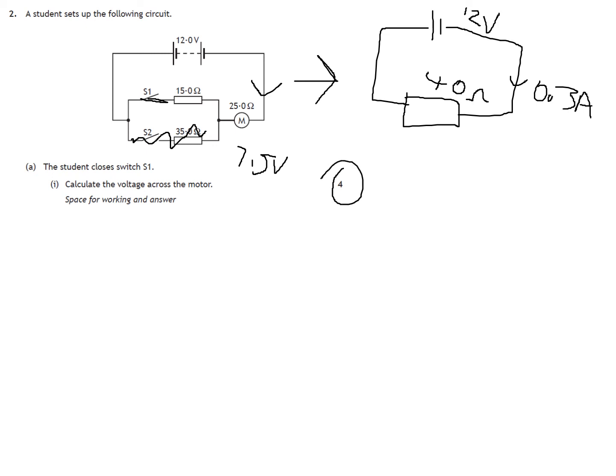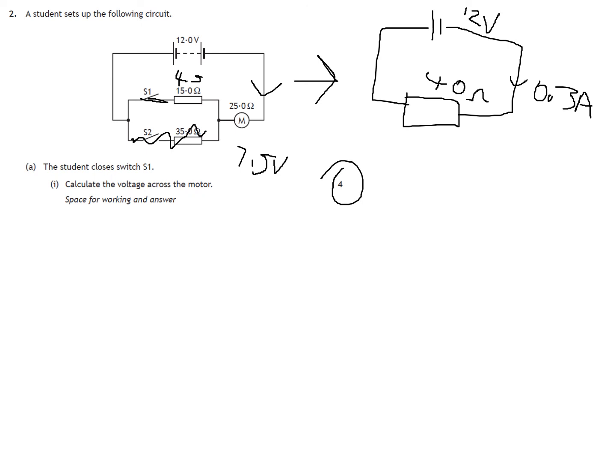Now, you might say, well, if that's 7.5 volts, then that means this must be 4.5 volts across here. And we could check that, because we know the 0.3 amps going through there. So multiply that by 15 gives us 4.5. So we know we're correct. Nice and straightforward, folks.